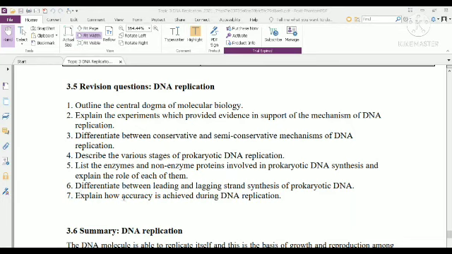The last question says: explain how accuracy is achieved during DNA replication. I explained that when I was talking about the elongation and the proofreading activities of the DNA polymerase. That brings us to the end of our discussion on DNA replication.